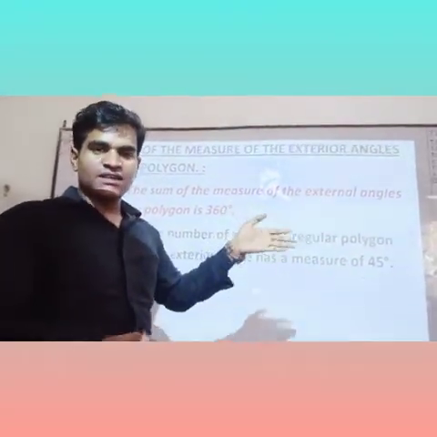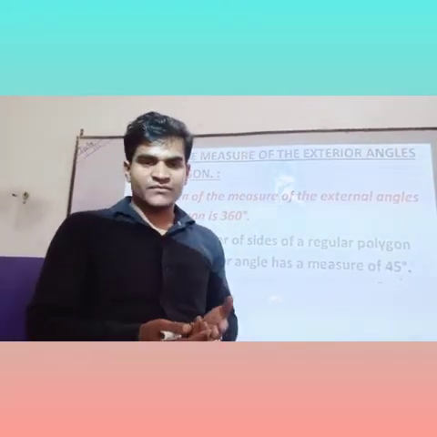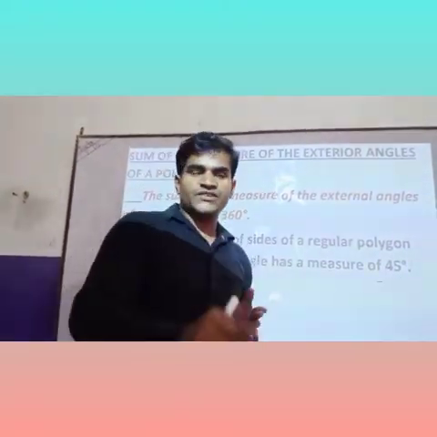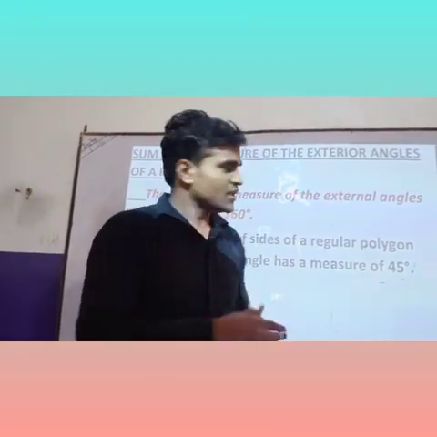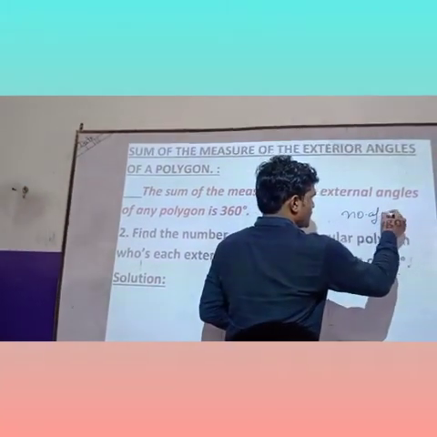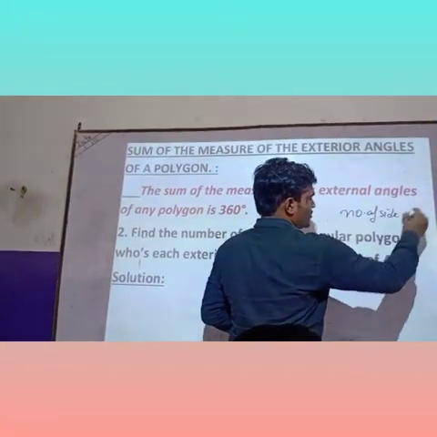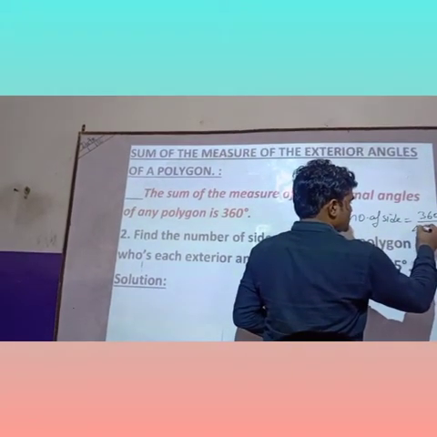Now, the sum of the measures of the exterior angles of a triangle. As we learned in the previous slide, the sum of the measures of the exterior angles of a triangle is 360 degrees. So children, how do we find the number of sides? The number of sides of a polygon is equal to 360 divided by each exterior angle.